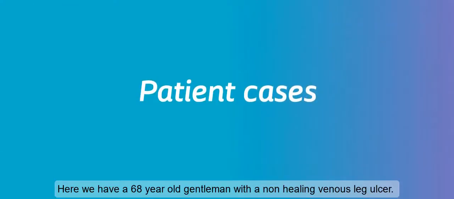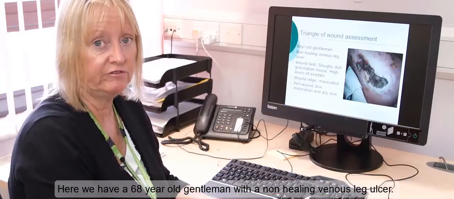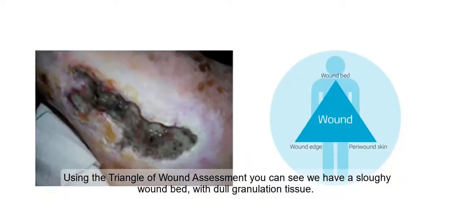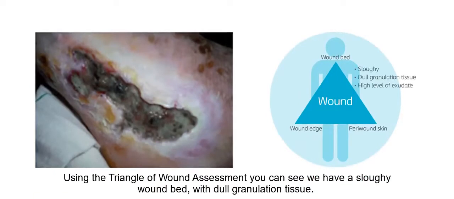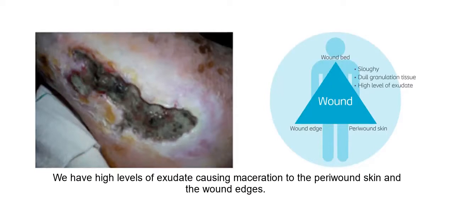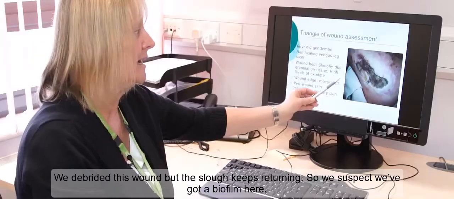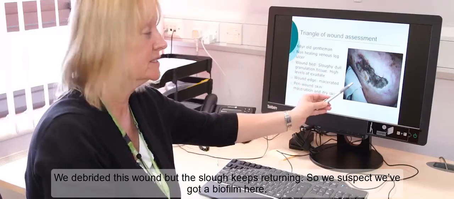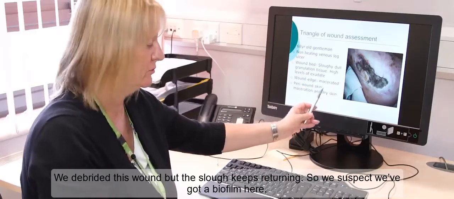Here we have a 68-year-old gentleman with a non-healing venous leg ulcer. Using the triangular wound assessment, you can see that we've got a sloughy wound bed with dull granulation tissue, and we have high levels of exudate causing maceration to the peri-wound skin and the wound edges. We debrided this wound, but the slough keeps returning, so we suspect we've got a biofilm here.